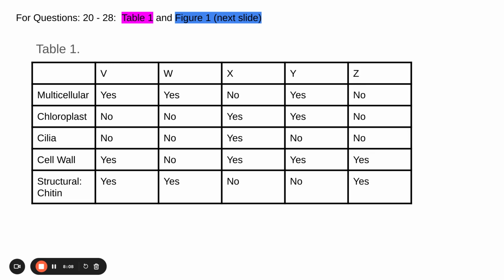And last but not least, the Protista. Multicellular, no. They have chloroplast? Well, yes, some of them do. Cilia, yes, some of them do. Cell wall, yes, some of them do. And chitin, no. So that means the protists are X.